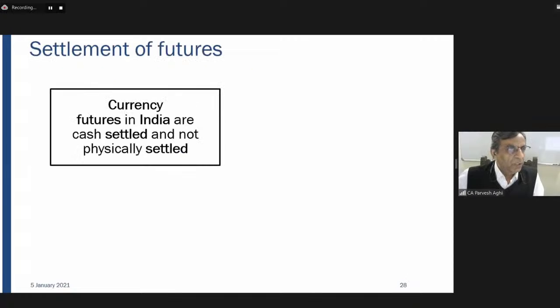Then settlement of futures. Currency futures in India are cash settled and not physically settled. As we know, settlement is in cash, and they are never physically settled. So you either make money or lose money, and you either pay in cash or take in cash. The dollars are never given to you by the exchange, nor do you have to give dollars to them. It is only cash settlement which takes place. For your dollar commitment or receiving dollars, you have to go to the bank and use the spot rate. So basically, you are hedging by taking up positions.